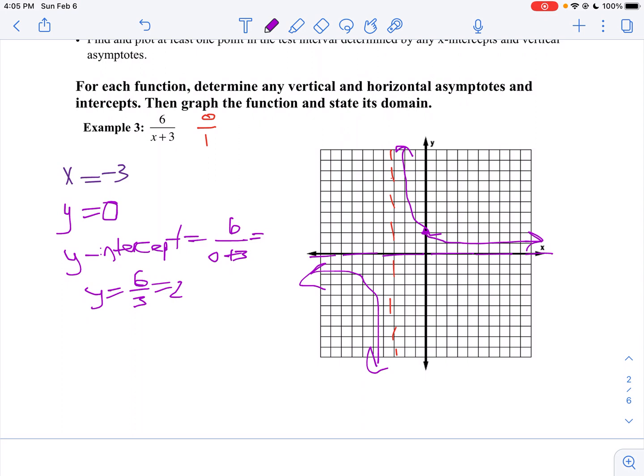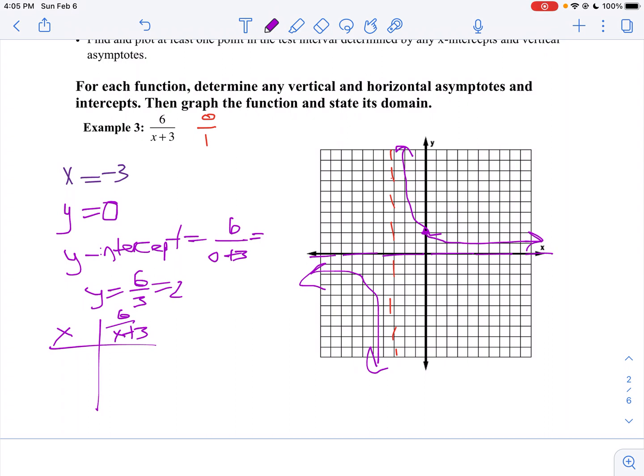Let's pick a couple of test points in here. For example, let's make a table for x and for 6 over x plus 3, or y. I already picked my y-intercept: when x equals 0, y is 2, right? Because that's what I did.